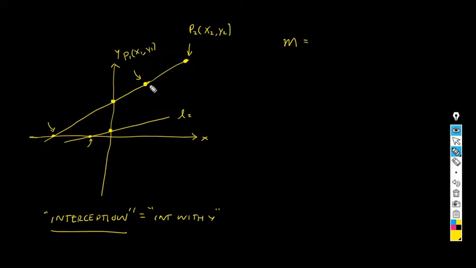Once you have established 2 points on your line, the slope is calculated in this way. You probably remember this formula: m equals y2 minus y1 over x2 minus x1.